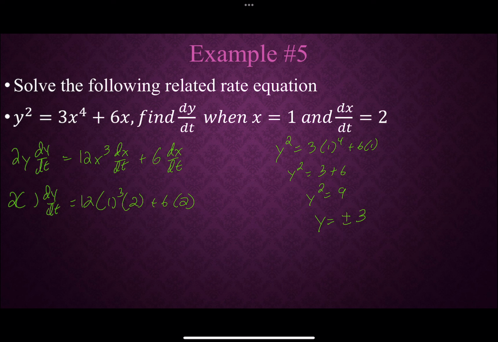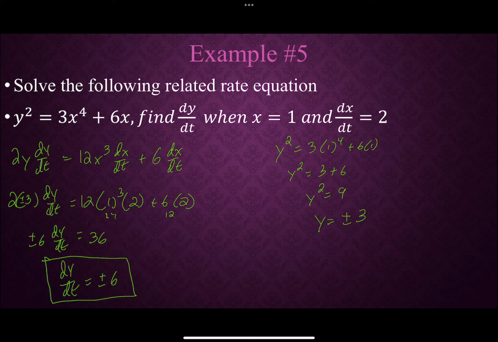You'll notice since the entire right side is just going to turn into a number, 12 times 1 cubed times 2 is 24. 6 times 2 is 12, so the right side is 36. We can think of this as plus or minus 3 inside here, so it becomes plus or minus 6 dy/dt. So dy/dt, when we divide over the positive and negative 6, gives us another positive and negative 6. That'll be our answer right there. They didn't give us units, so we really can't do anything else with that.